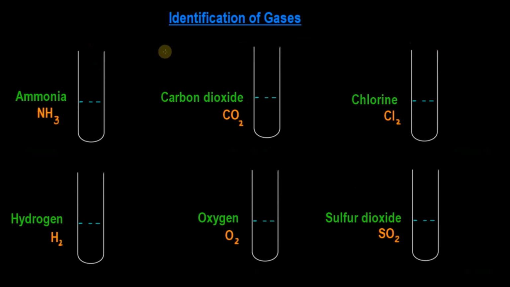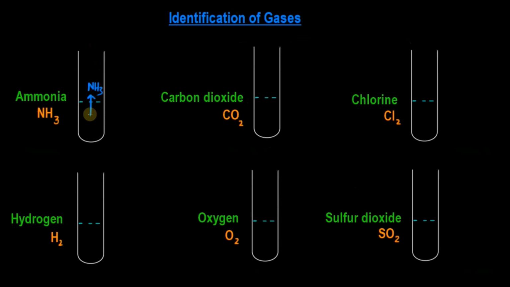Hello everyone. In this video we are going to identify different gases. The first gas that we have to identify is ammonia gas. Let's say ammonia gas is being produced in this reaction and is coming out of this test tube.